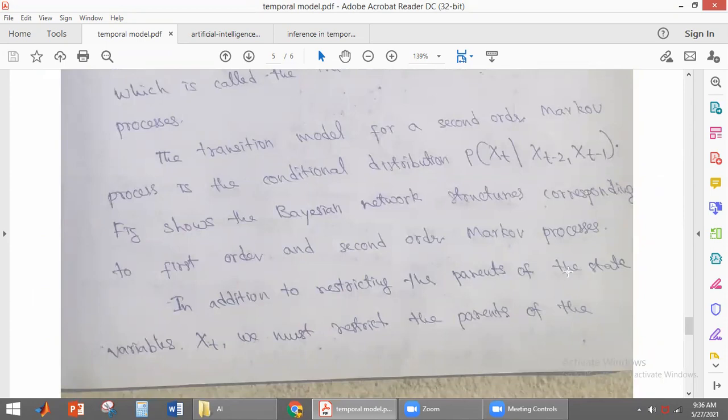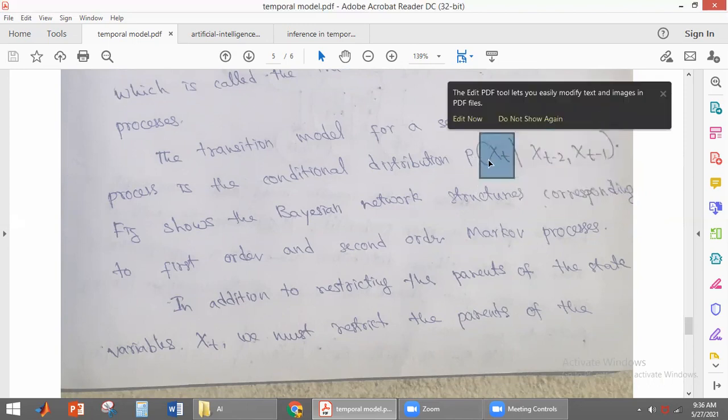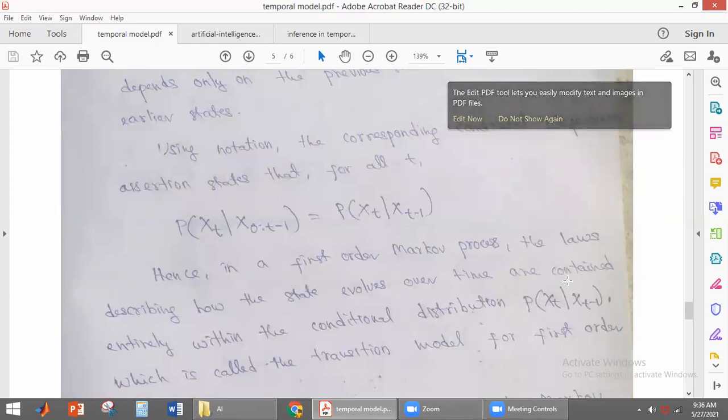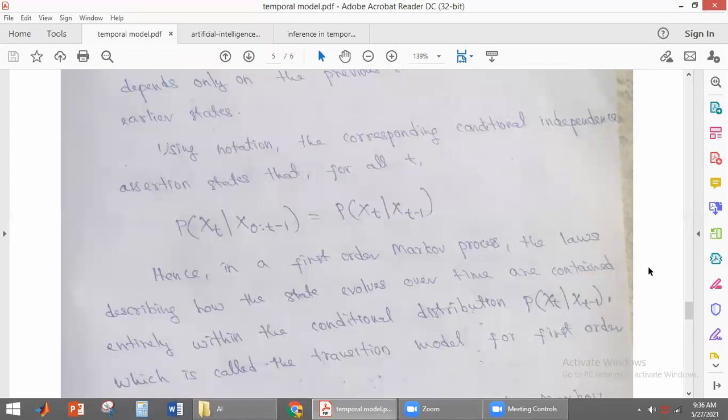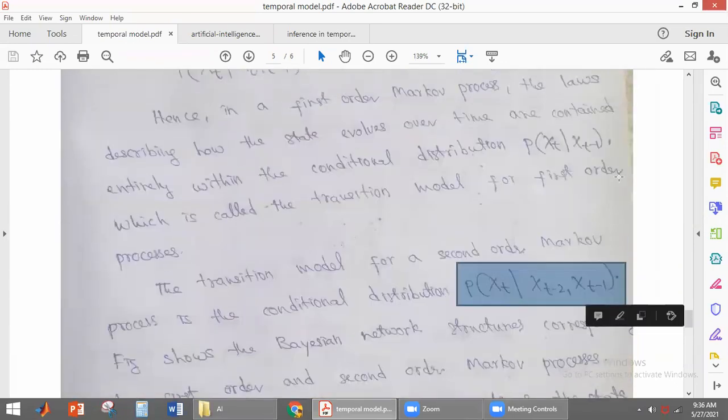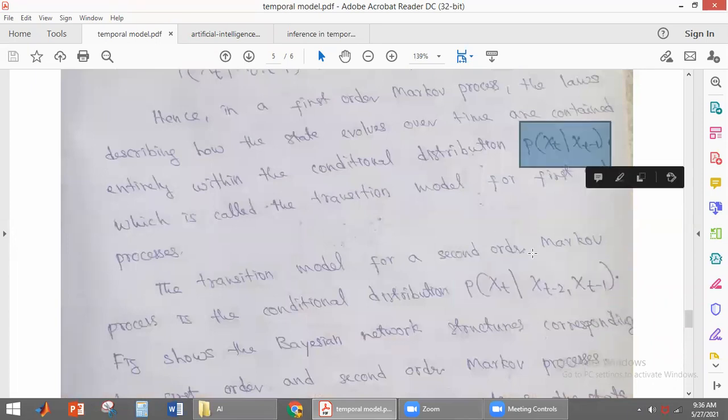So here what are we doing? xt is the state variable, and these are the parents. We have discussed that for any variable, the conditional probability depends upon its parents. In the case of second order, it has two parents. In the case of first order Markov process, it has only one parent: xt depends upon xt minus 1. This probability is called the transition model. So this is the transition model for first order process, and this is the transition model for second order process.